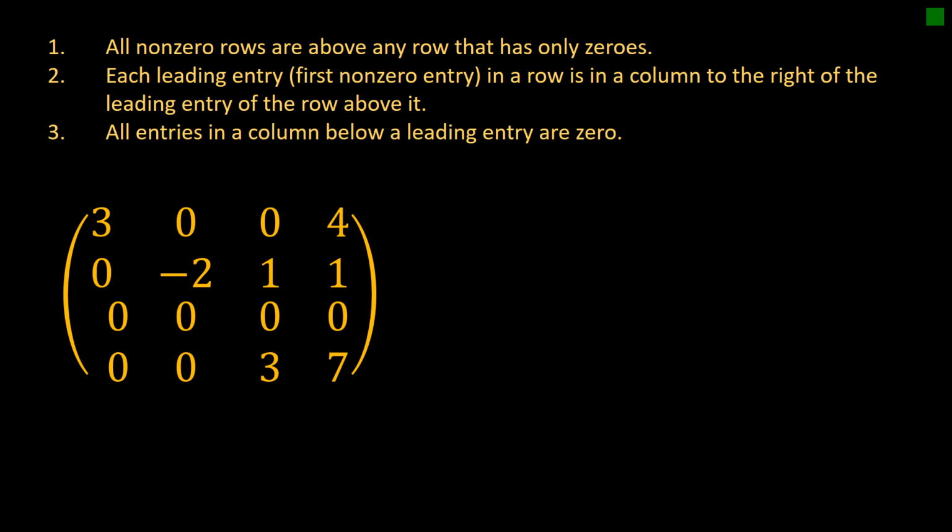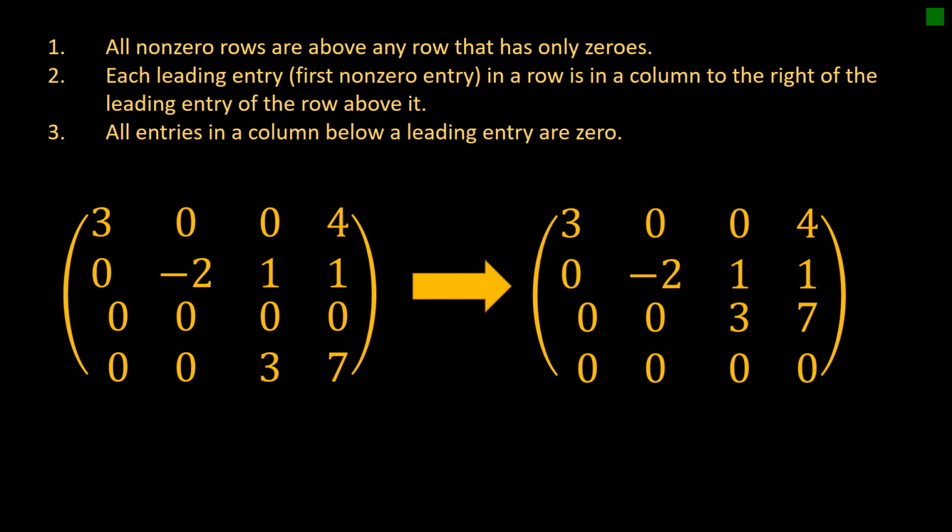So in this example, I have a row of zeros, that third row right here. That row of zeros is above this row down here, which has non-zero entries in it. So what we need to do, of course, is a row operation to switch that around. Now it's in echelon form, or row echelon form, where that row of zeros is at the bottom.